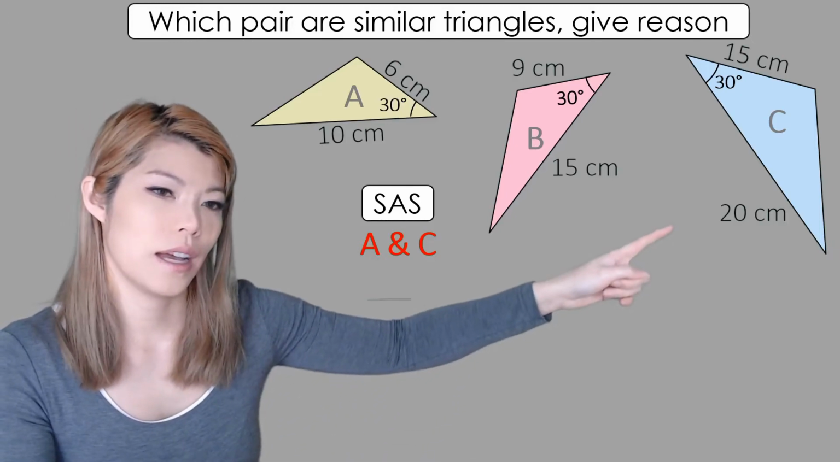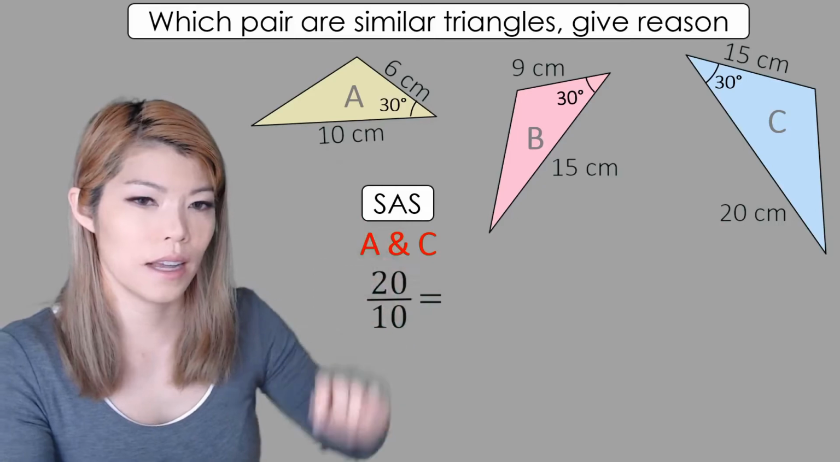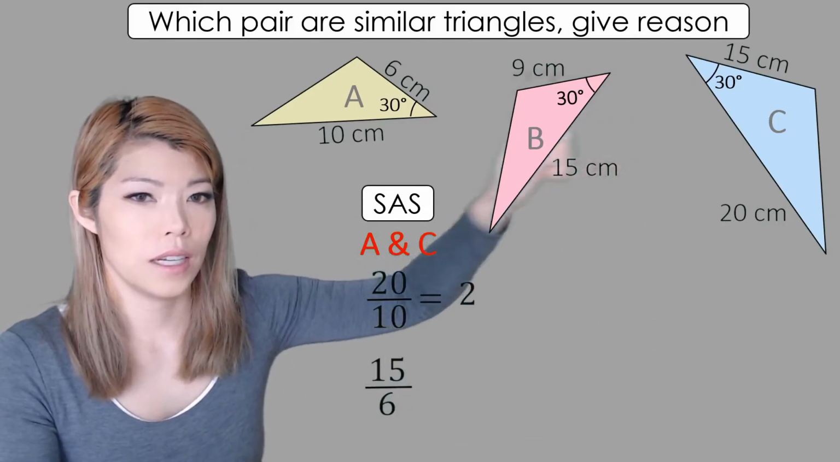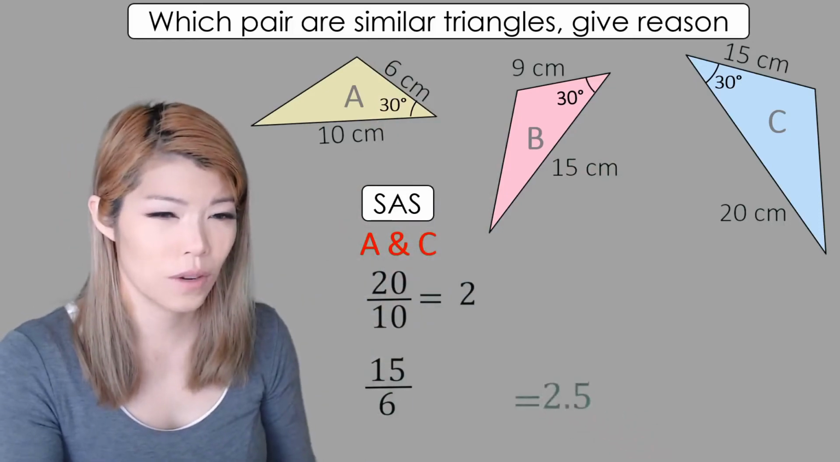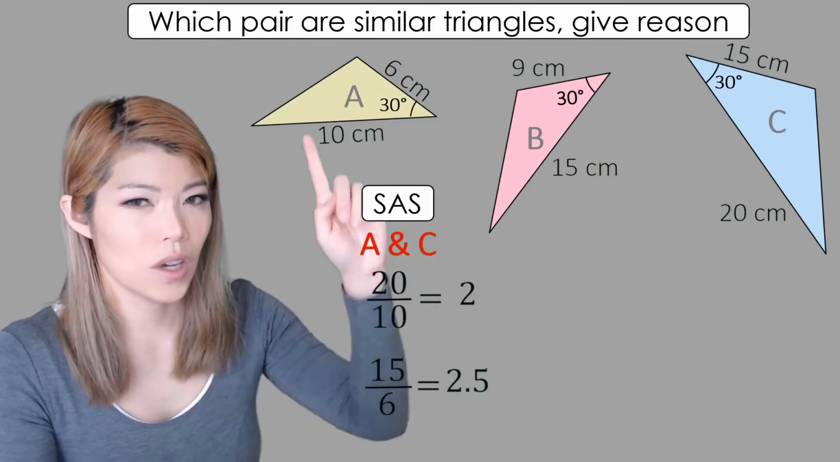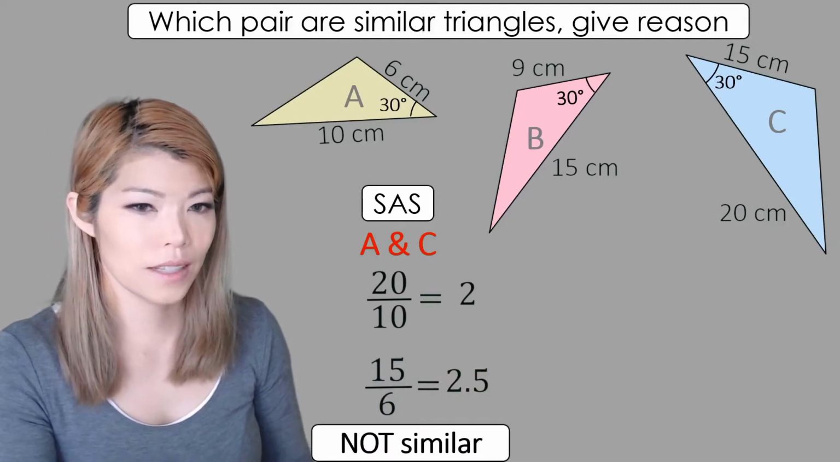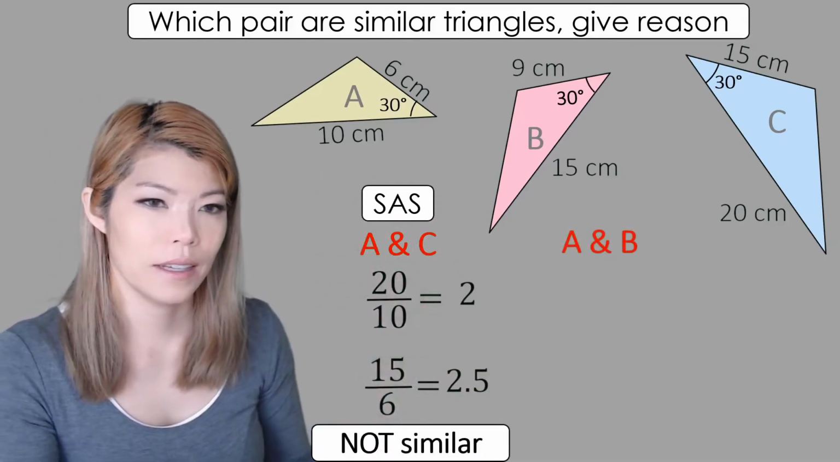So let's look at the 20 would match with the 10. That gives us a side ratio of 2. And the 15 matches with the 6. That gives us a ratio of 2.5. So A and C are not similar. Let's try A and B.